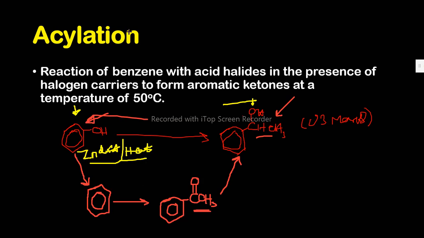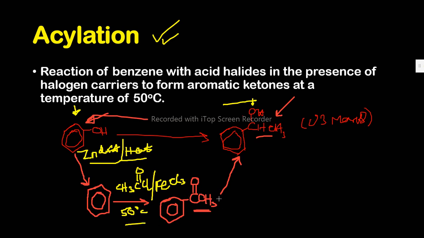Which reaction? This one, the Friedel-Crafts acylation, where we shall add the CH3, and then see an acyl group. Then the Cl in presence of the iron 3 chloride as a halogen carrier. We shall form this, and then we heat up to 50 degrees Celsius. If you don't have the heat, then you are not marked. Okay, then we shall form this.